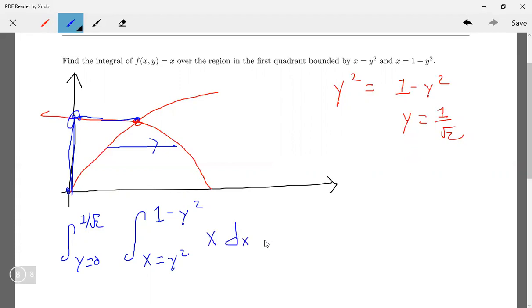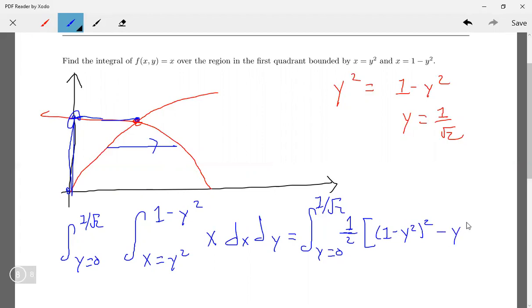X dx dy. If you look at the inner integral, the antiderivative is x squared over 2. So this is 1/2 times (1 minus y squared) squared minus y to the power of 4 dy. This is a Calc 1 integral, and it is equal to 1 over 3 times the square root of 2. It's a tedious Calc 1 integral, but it is a Calc 1 integral.